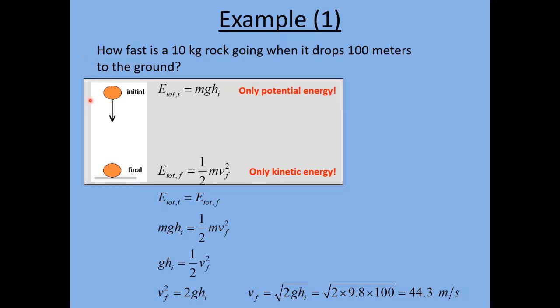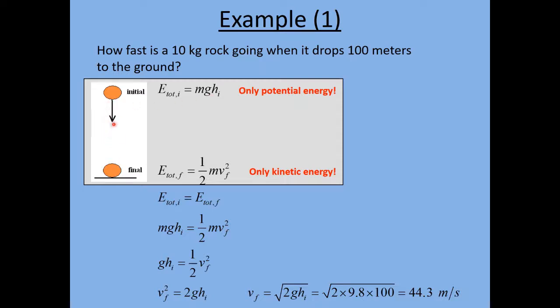So let's think about the situation. We've got a rock that starts up here 100 meters above the ground, and we release it and it falls down to the ground. Let's think of this from an energy standpoint. What type of energy does the rock have up here at the top? Well, it only has potential energy because before we release it, there's no motion, right? So there's no kinetic energy. So the total energy up here is mgh, where h is the height of the rock.